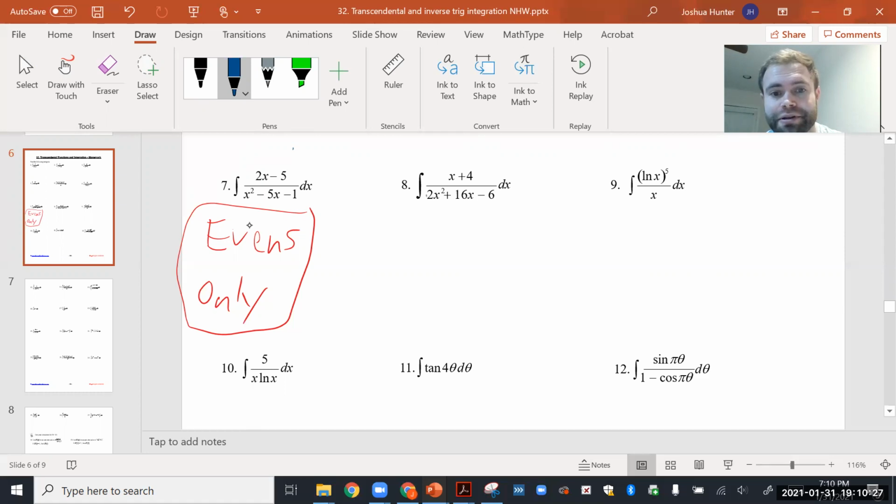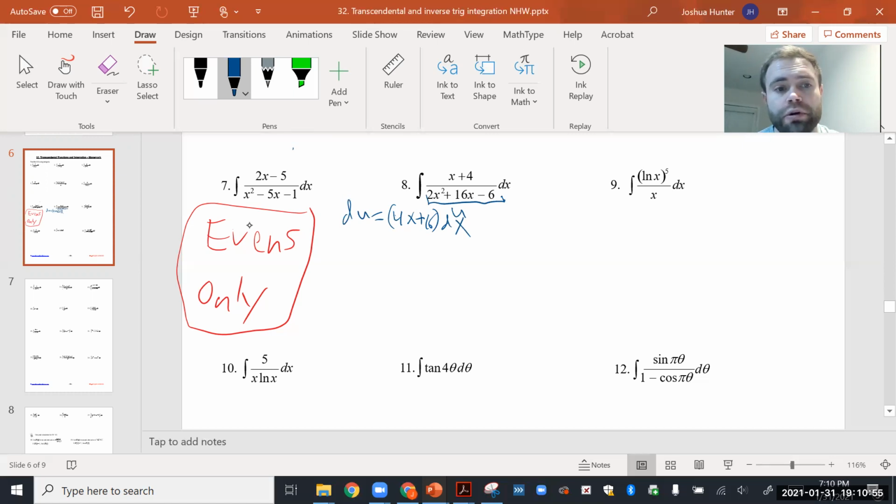I would prefer this way, because I don't automatically think of doing that; it's not obvious that you can factor that out. So I'm going to take this entire bottom and treat it as u. So we have u equals 2x squared plus 16x minus 6. And if that's our u, then du would be 4x plus 16 dx.